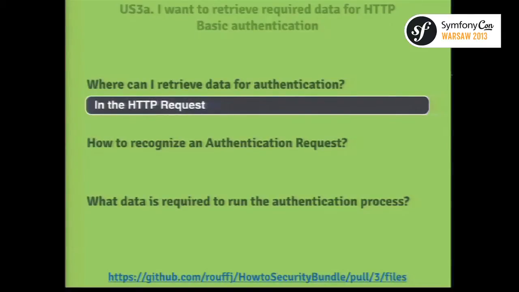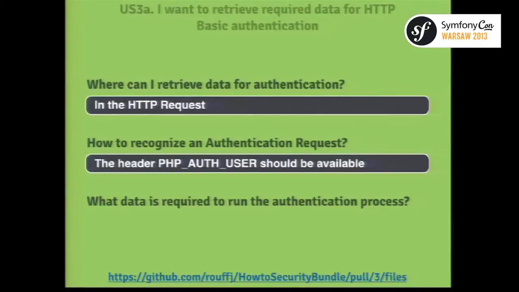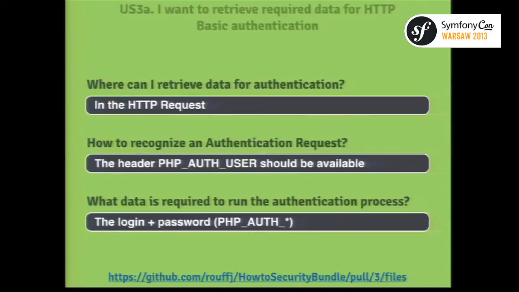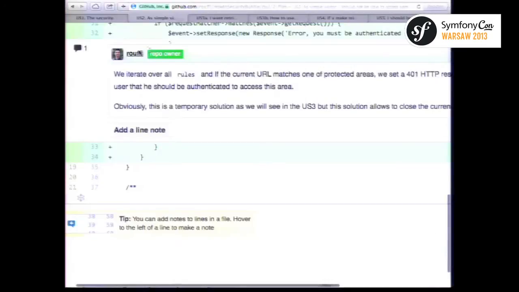And how can we recognize an authentication request among all regular requests in this case? If you have a header, okay, what header? Yeah, authorization. And the header we check is PHP auth user. This header should be available, and if it is available, it is an authentication request. Now, what other data is required to run the complete authentication process? Yeah, exactly. We should use the PHP auth user and the PHP auth PW. Now, with this information, we can continue the implementation.